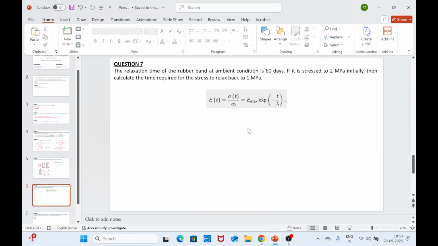Here there is nothing mentioned about the strain. So I'm going to take it that the stress is the only parameter that is going to change, and the strain is going to remain constant.